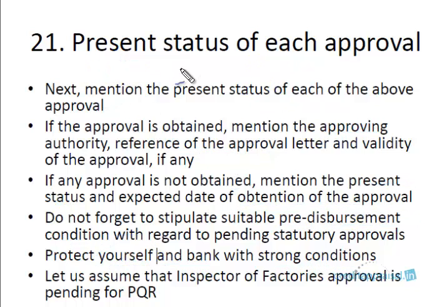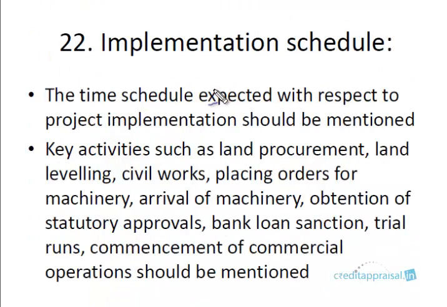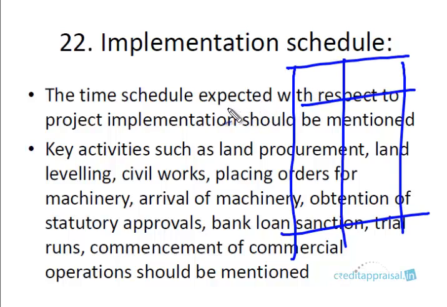Okay. So for this company, let us assume that the inspector of factories approval is pending. We'll stipulate this in the pre-disbursement condition. Then we have to look at what is known as the implementation schedule. So the implementation schedule is basically a table. What the table looks like is, for each activity, when it is expected to be completed. The final item will be DCCO, that is the commercial operations.